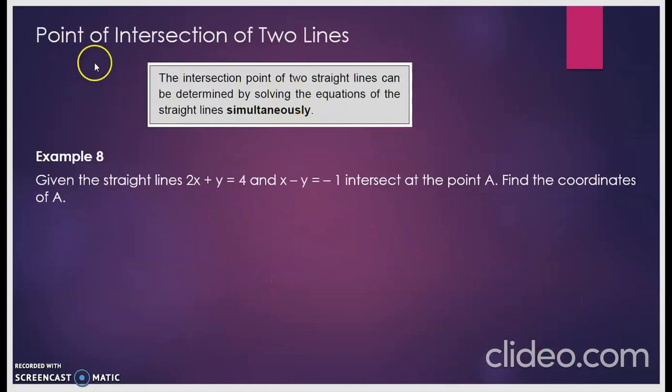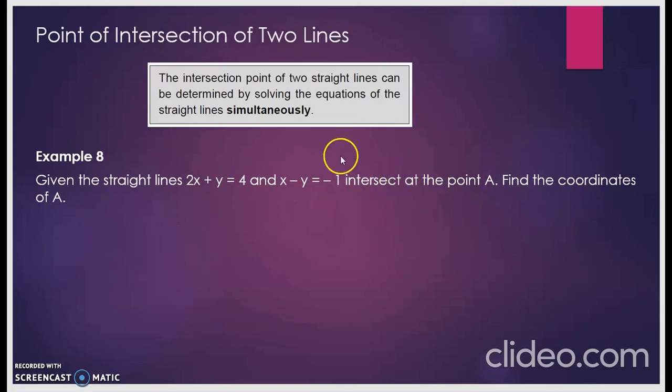Next, we look at point of intersection of two lines. So the intersection point of two lines can be determined by solving the equation of the straight line simultaneously. So it means that simultaneous equation. So from equation 1, equation 2, we try to solve it simultaneously. Let's say, given the straight line 2x plus y is equals to 4, and x minus y is equals to negative 1, intersect at the point A. Find the coordinate of point A.